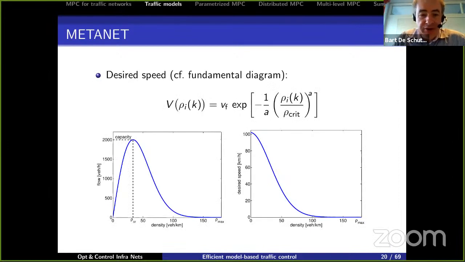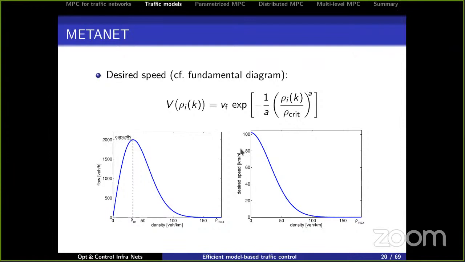So let's now look at the so-called desired speed. What you see here is a plot that relates the desired speed with the density, or also the flow with the density. And let's focus on the right plot now. So here we have the density, the number of vehicles per kilometer on the highway, and we look at the speed.